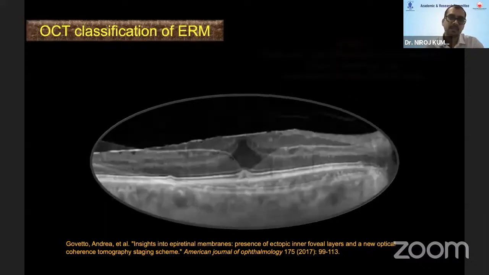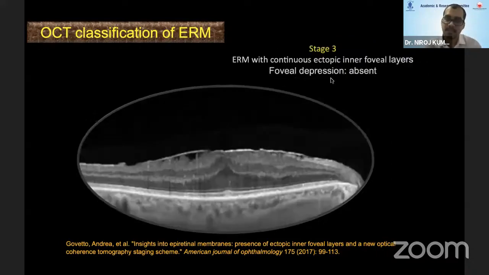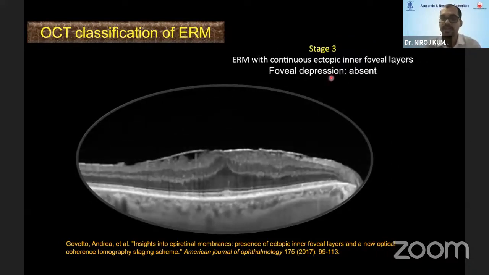The second stage, where the ERM progresses and there is progressive retinal distortion, resulting in the foveal depression being lost. We can also see here that the outer nuclear layer is stressed and wide. But it is stage 3 that has been described to have the ERM along with the continuous ectopic inner foveal layers. So what exactly are the ectopic inner foveal layers, or EIFL?